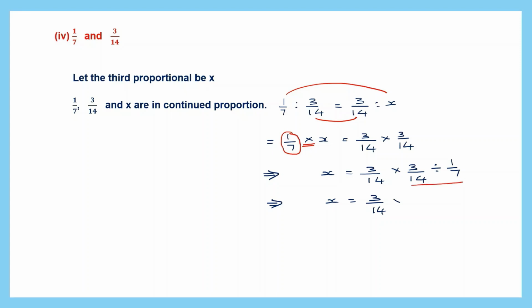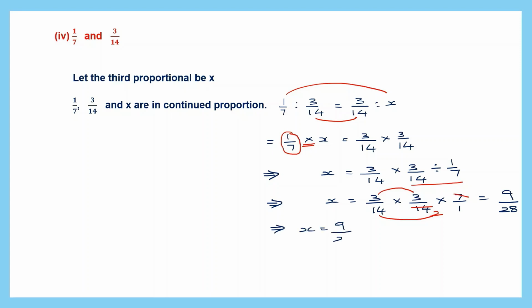So that means we write the first fraction as it is. Division changes to multiplication and we write the reciprocal of 1 by 7, 7 by 1. Now we can cancel 7 and 14. 7 1s are 7, 7 2s are 14. Now what is left? We have in the numerator 3 into 3. 3 3s are 9 and in the denominator we have 14 into 2. 14 2s are 28. So what do we have? x is equal to 9 by 28.